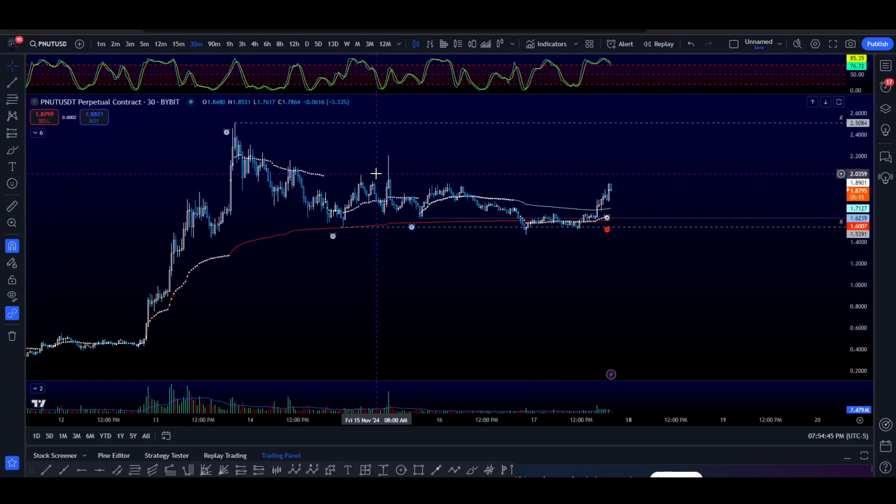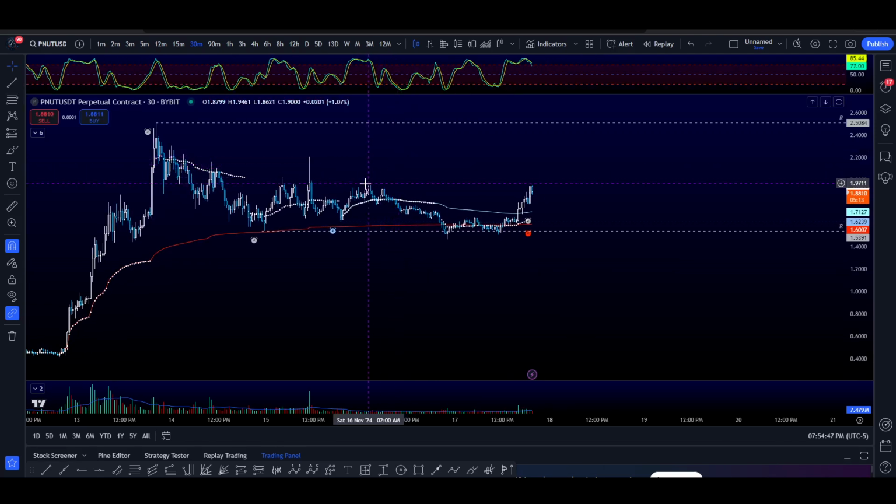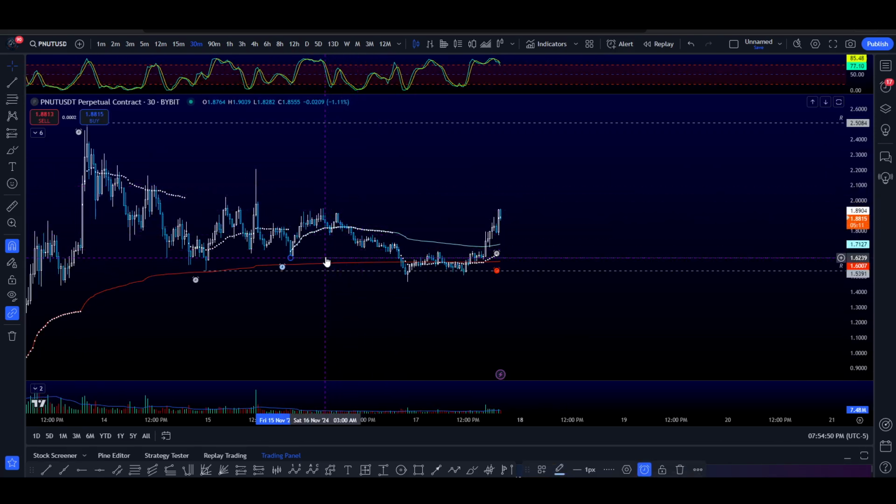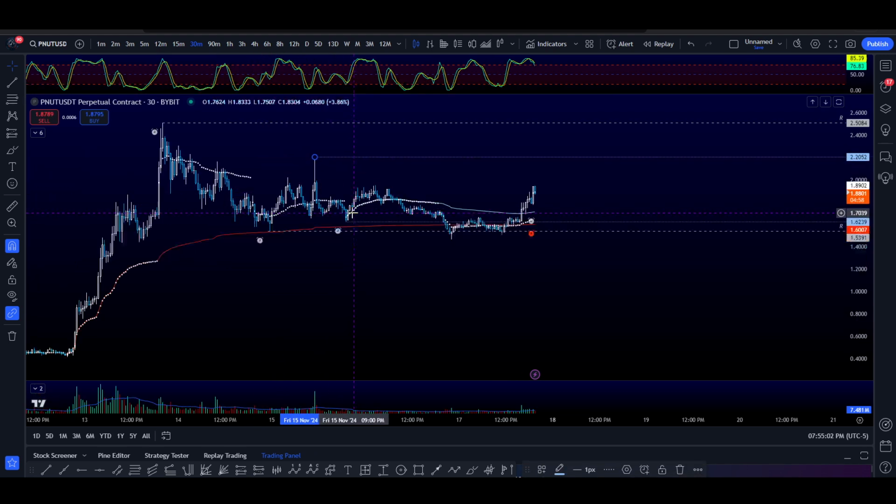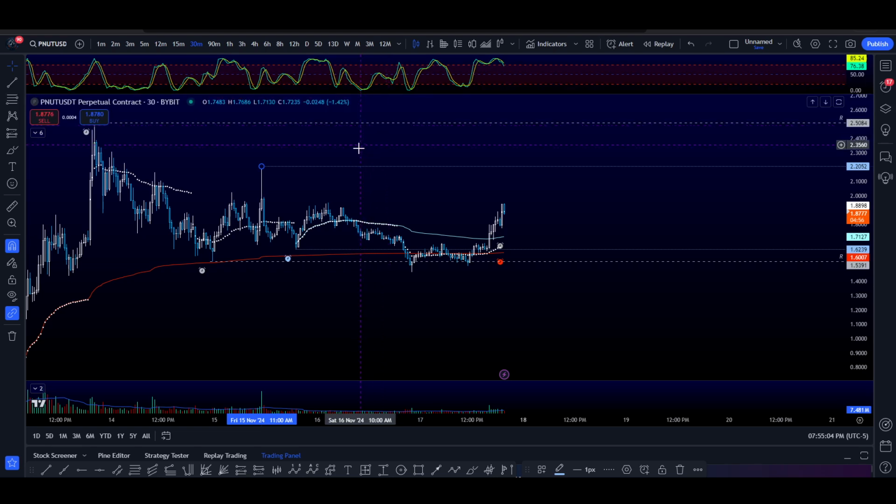Friday night. So now what we can see here is there's a few targets to keep in mind. So originally I had right here as a target, which you can see we did hit. The second target will be right up here at around $2.20. And the last target will be the range highs.